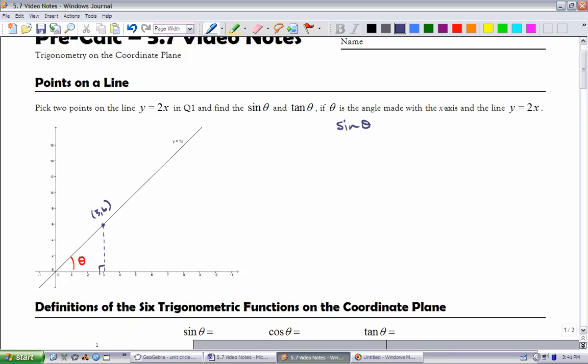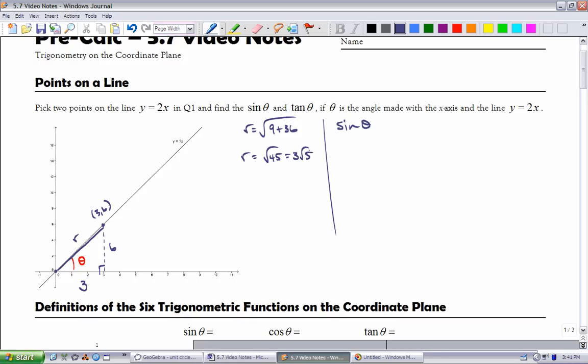Okay, now if we want to evaluate sine of theta, what we first need to do is find the hypotenuse of this triangle. Here we have this is 3 and that's 6. We need to figure out what the hypotenuse of our triangle is. We'll call that little r. So quickly here, using the Pythagorean theorem, I'm going to say r squared equals 9, which is 3 squared, plus 36, or r equals the square root of 45, which equals 3 square roots of 5 if you reduce it.